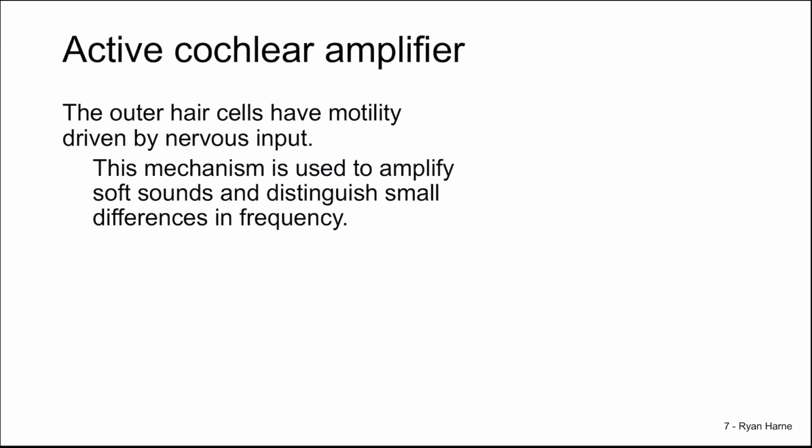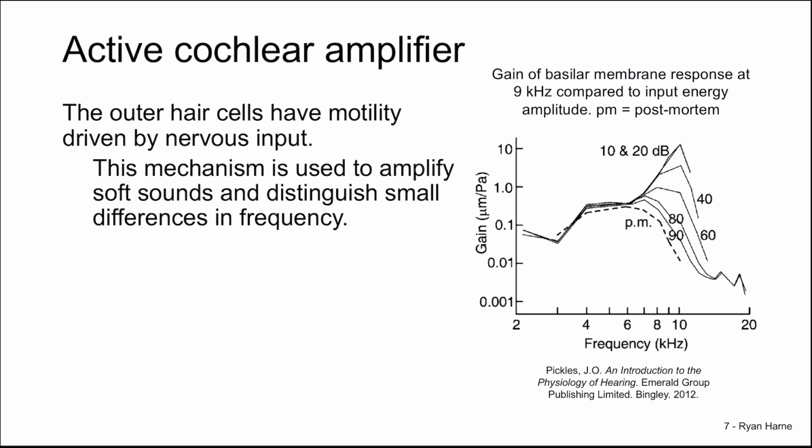It's important to recognize, though, that the cochlea is not just a passive object. The cochlea is an active amplifier. The outer hair cells have motility that is nervously driven, in other words, electrically driven by the brain. This mechanism amplifies soft sounds to help us distinguish differences in frequency as well. This is demonstrated by the graph on the right, which is measured from a chinchilla that has a very similar cochlea as humans.